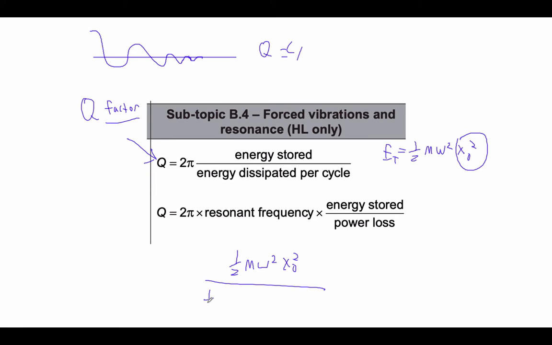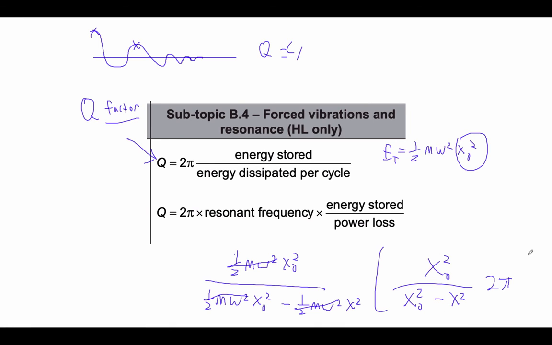Divided by the difference in two successive peaks, so 1/2 m omega squared x naught squared minus 1/2 m omega squared x squared, where maybe that's the height of the second peak. So we got the height of the first peak, the height of the second peak. That's what x naught and x is. Notice that the 1/2 m omega squareds go away. You can divide those out of both terms, and you end up with the height of the first peak squared divided by the successive heights, the difference of their squares. I said that wrong. And then multiplied by 2 pi. Okay, that ends up being what Q is.